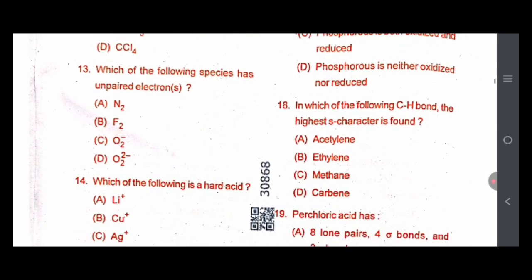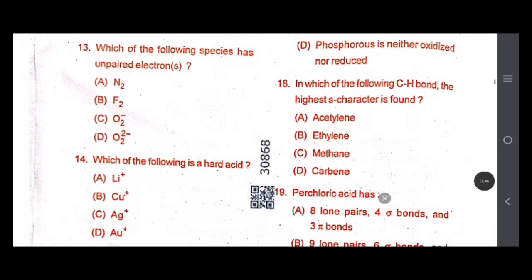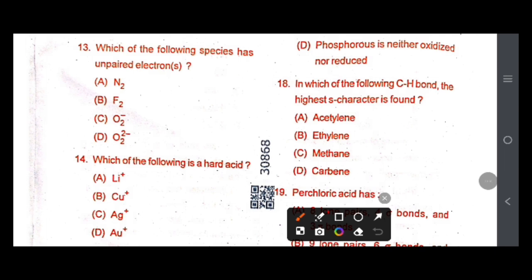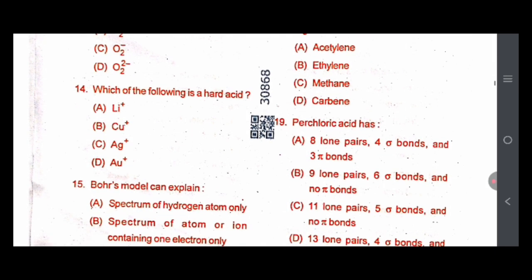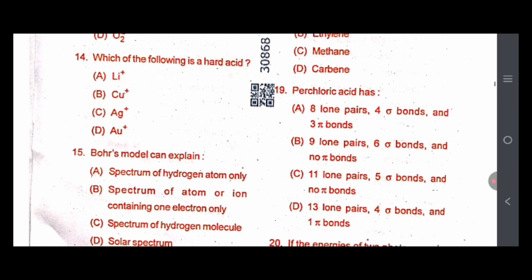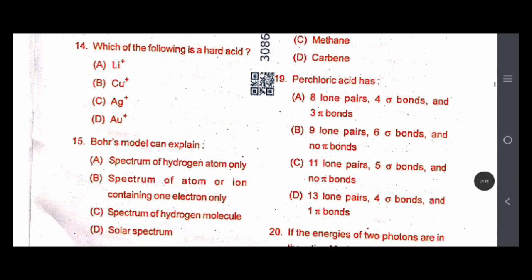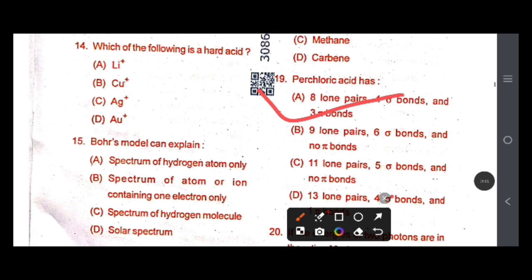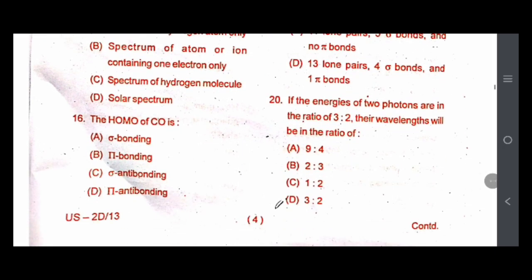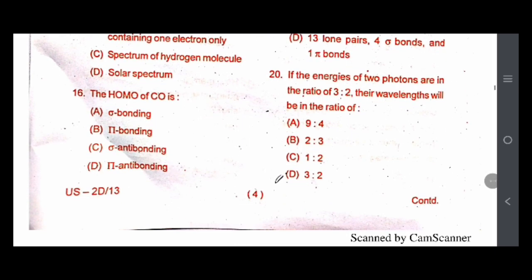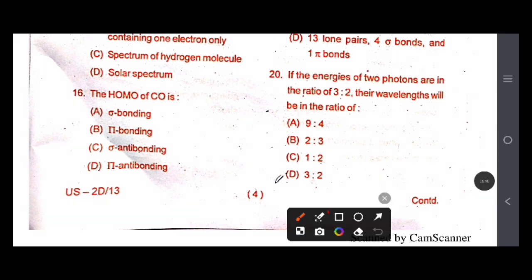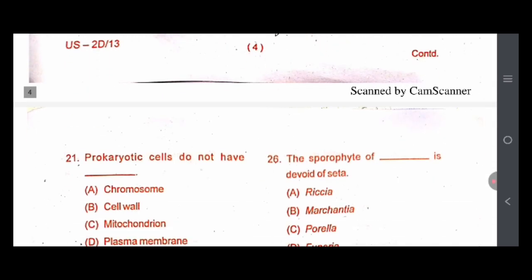Question number 18, in which of the following C-H bonds is the highest s character found? Correct answer is acetylene, option A. Perchloric acid has, correct answer is option A. Question 20, if the energies of two photons are in the ratio of 3:2, their wavelengths will be in the ratio of, correct answer is option B, 2:3.